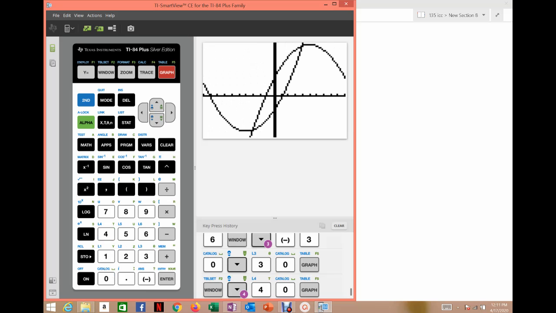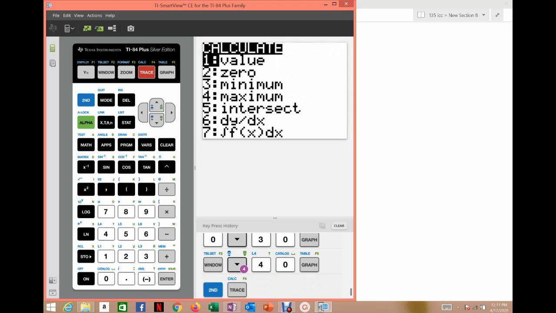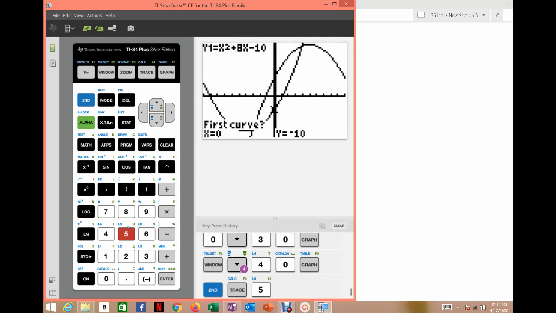There's my first. Alright, now I can see it. Now you might want to go up a little more if you want to, but I can see my two areas. Alright, so there's the area I want. I'm going to find my intersect. So again, second trace. I'm only going to find one of them, and again, you do it the same way for both. I'm going to find this one up here.